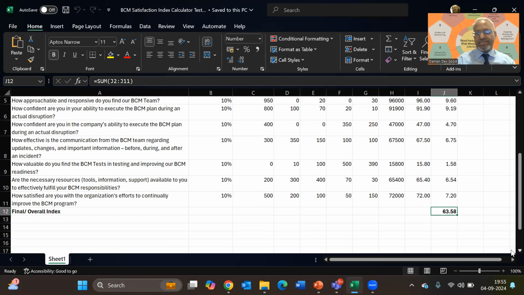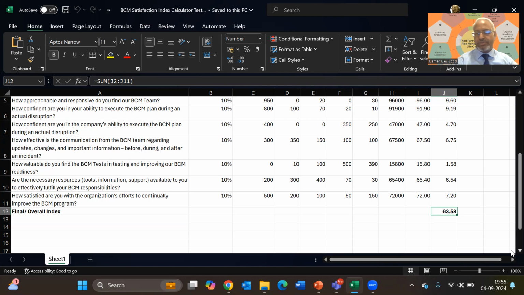You could define categories. Up to 50 is very poor. Up to 70% is okay. My target is 75%. Up to 80% is excellent. Above 85, so 86 to 100% is outstanding. This needs to be written in advance.